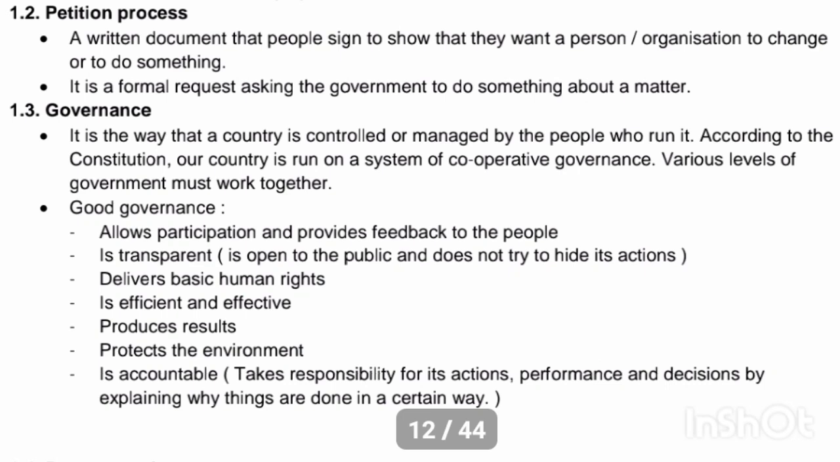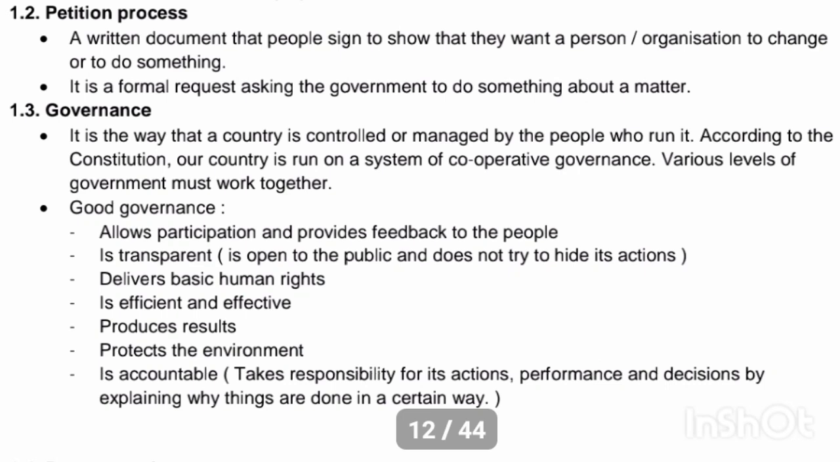Okay, so we're going to move on to see how good governance is practiced. The first thing it says is that it allows participation and provides feedback to the people. Remember that we first talked about public participation. Hence, they're saying the people should be involved in whatever they do. This brings us to the second point, which is that it's transparent, it's open to the public, and does not try to hide its actions.